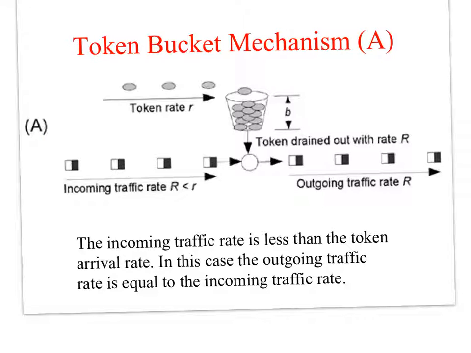So in the first case, if capital R is less than small r, you will still go smoothly, and the rate will be capital R, and it will go to the output port. That's normal. However, the only difference here is that you will get more credit, because the rate of filling the tokens is small r, which is greater than capital R. So the bucket will be filled with a rate of small r minus capital R.